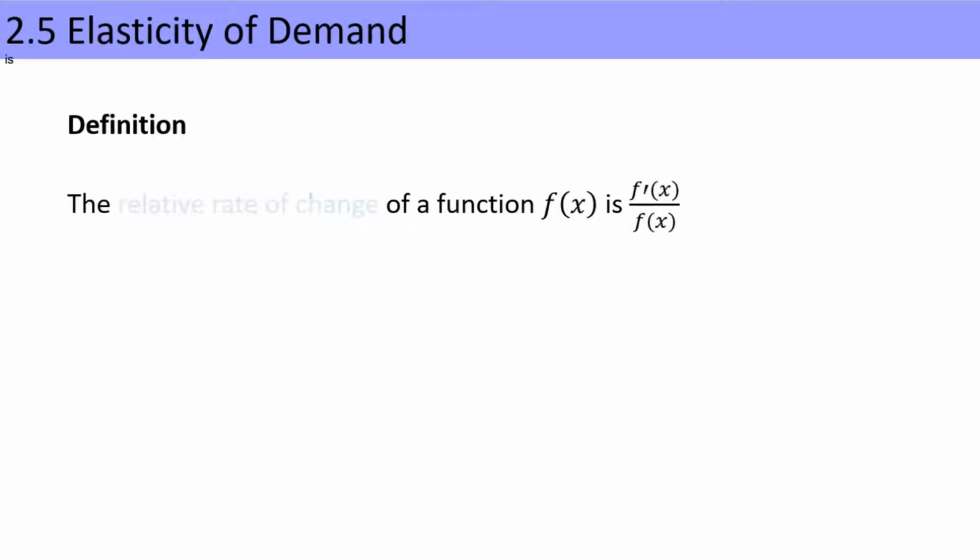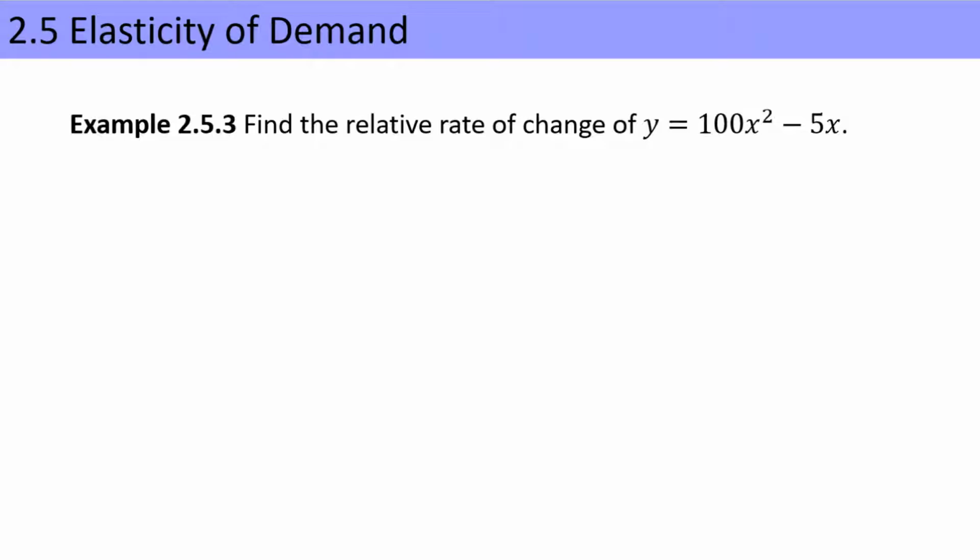Definition: the relative rate of change of a function f of x is f prime of x divided by f of x, which is d dx, that's the derivative with respect to x, of the natural log of f of x. Example 2.5.3. Find the relative change of y equals 100x squared minus 5x.